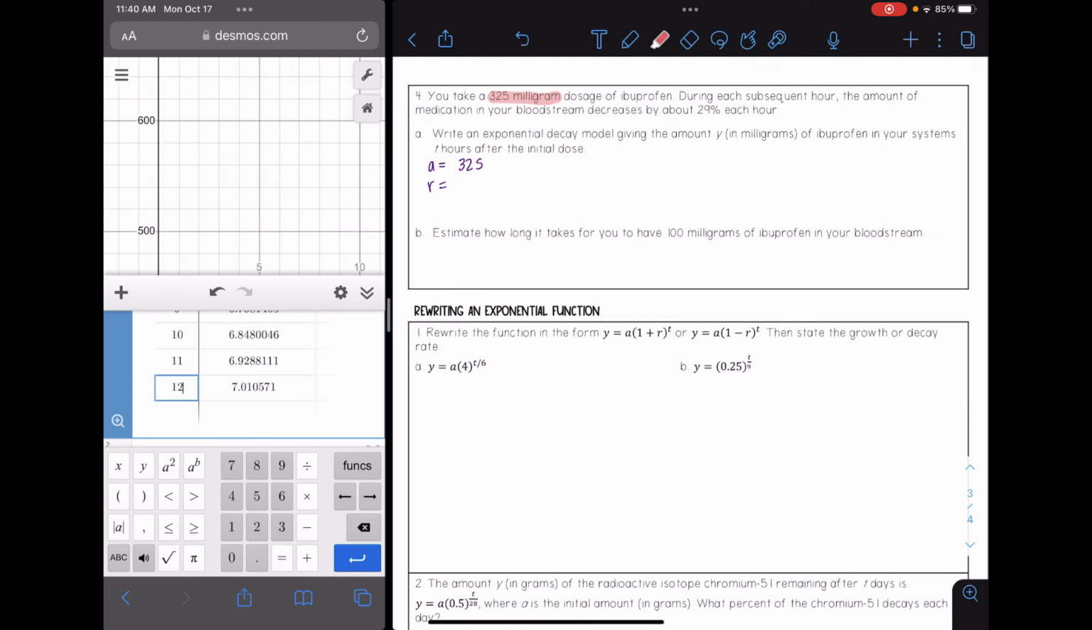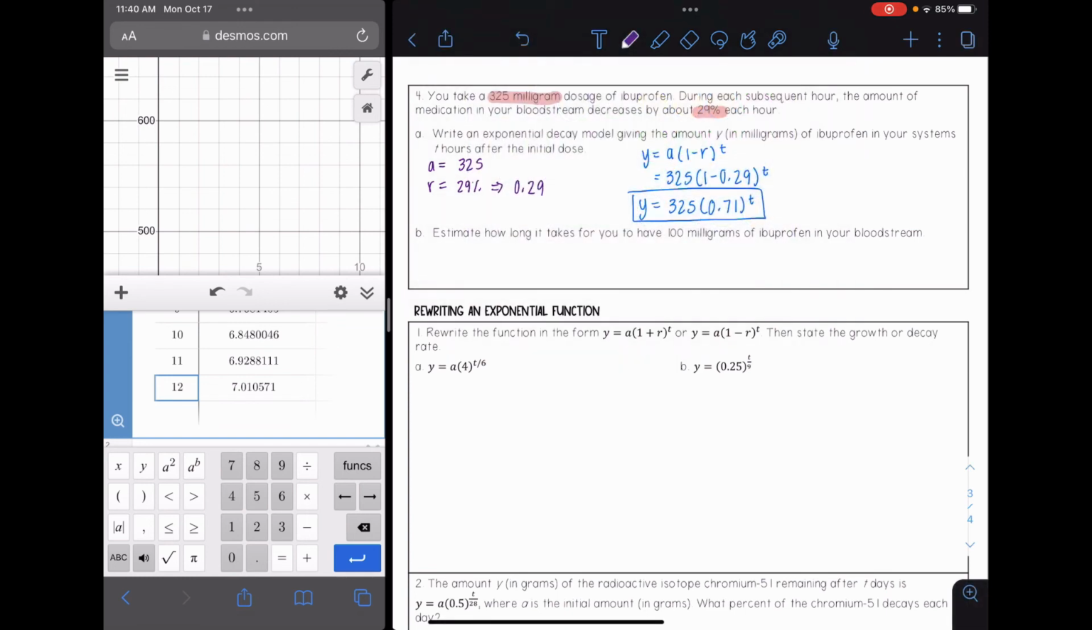And then it says it's decreasing by 29% each hour. So my R is 29%. But again, I need to rewrite that as a decimal, and so that's going to be 0.29. Here I have an exponential decay, so it's going to be 1 minus r raised to the t. My A is 325. My R is 0.29. So this is going to become y is equal to 325 times 0.71 raised to the t.